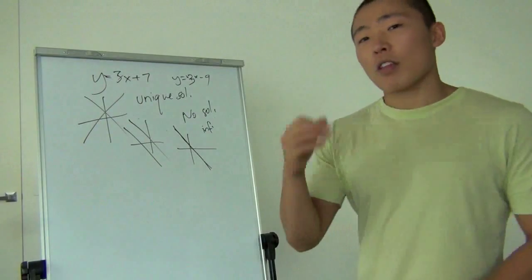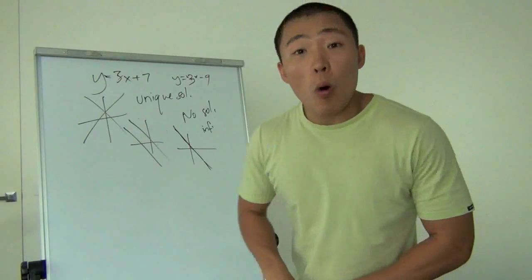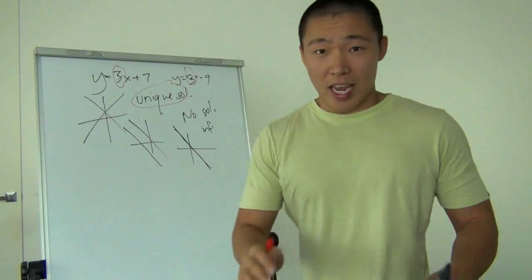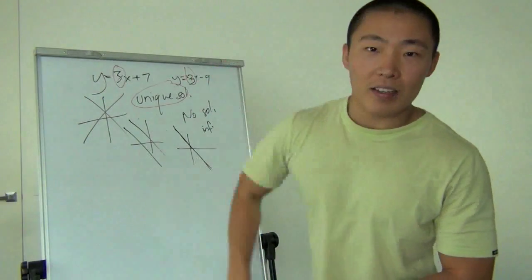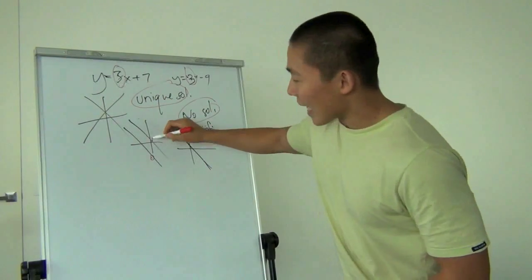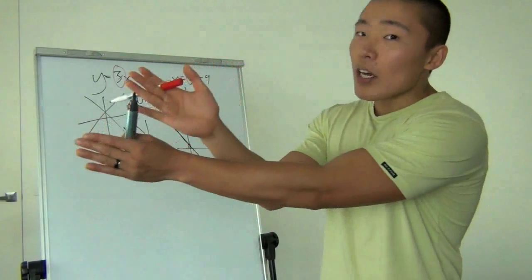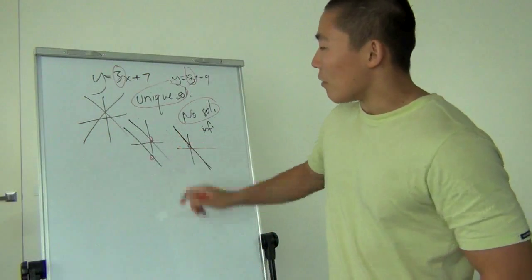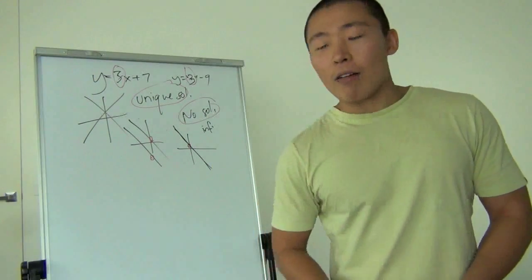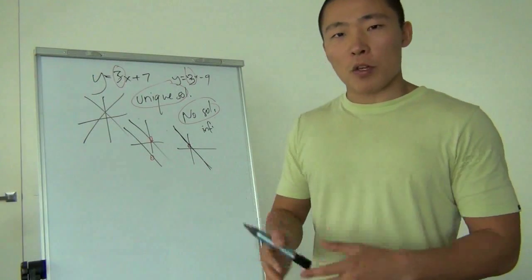So there are 3 outcomes: unique solution, no solution, and infinite number of solutions. It all depends on, first of all, whether the gradients are the same or not. If they are the same, then there are 2 possibilities: whether they have different y-intercepts or the same y-intercept. If they have the same y-intercept, they're on top of each other, and they have an infinite number of solutions. If not, they're not going to have a solution whatsoever. So those 3 outcomes of how many intersections I will have, that's a very important concept to know.